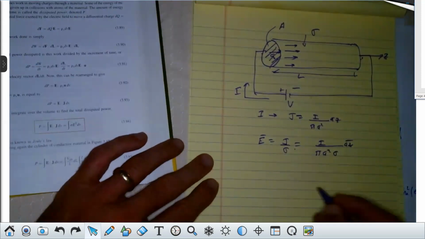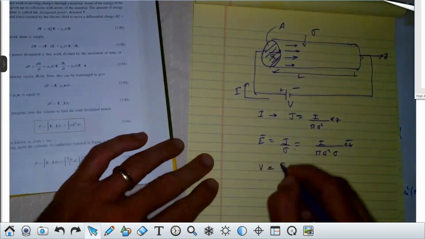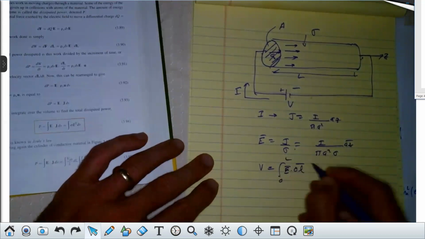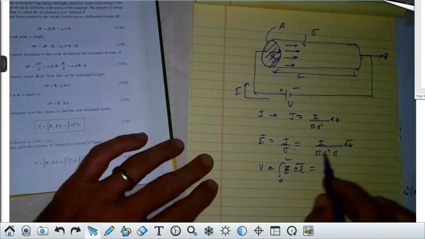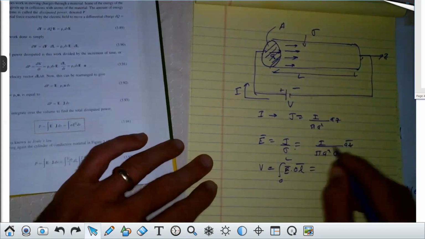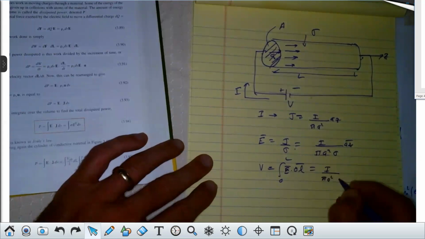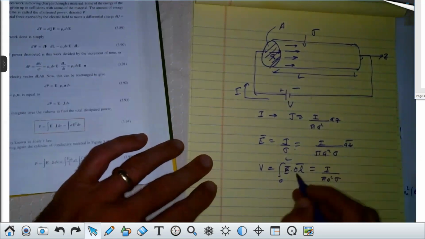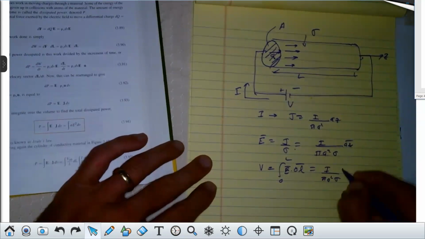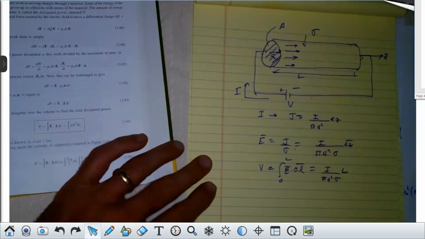And then to get voltage, I simply integrate E dot dl, right, from 0 to L. Since the E field is a constant value, AZ, when I do this integral, really what I'm going to get is just the E field, I over pi A squared sigma AZ, and dl is going to be dz AZ. So you integrate dz, you end up getting z evaluated from 0 to L, which is just L. And that would be the voltage, correct?